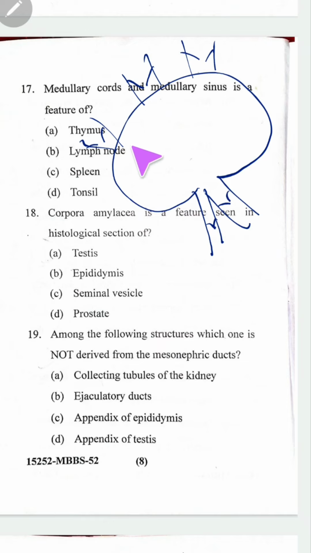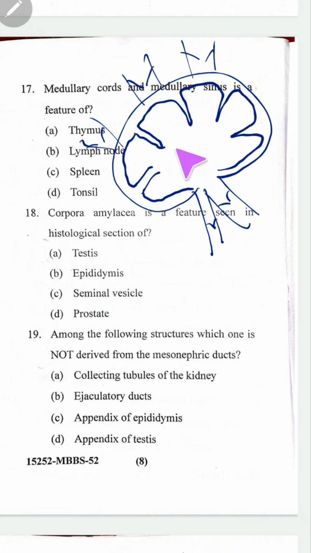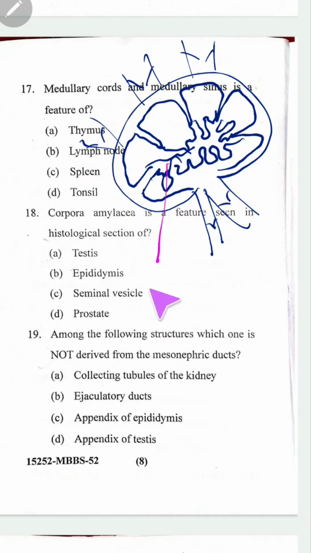And when lymph enters, there is a subcapsular sinus. These are the trabeculae, subcapsular sinus. And when these trabeculae reach deep inside, they anastomose and join with each other like this. So what happens is, they form this. What is this called? Medullary sinus.